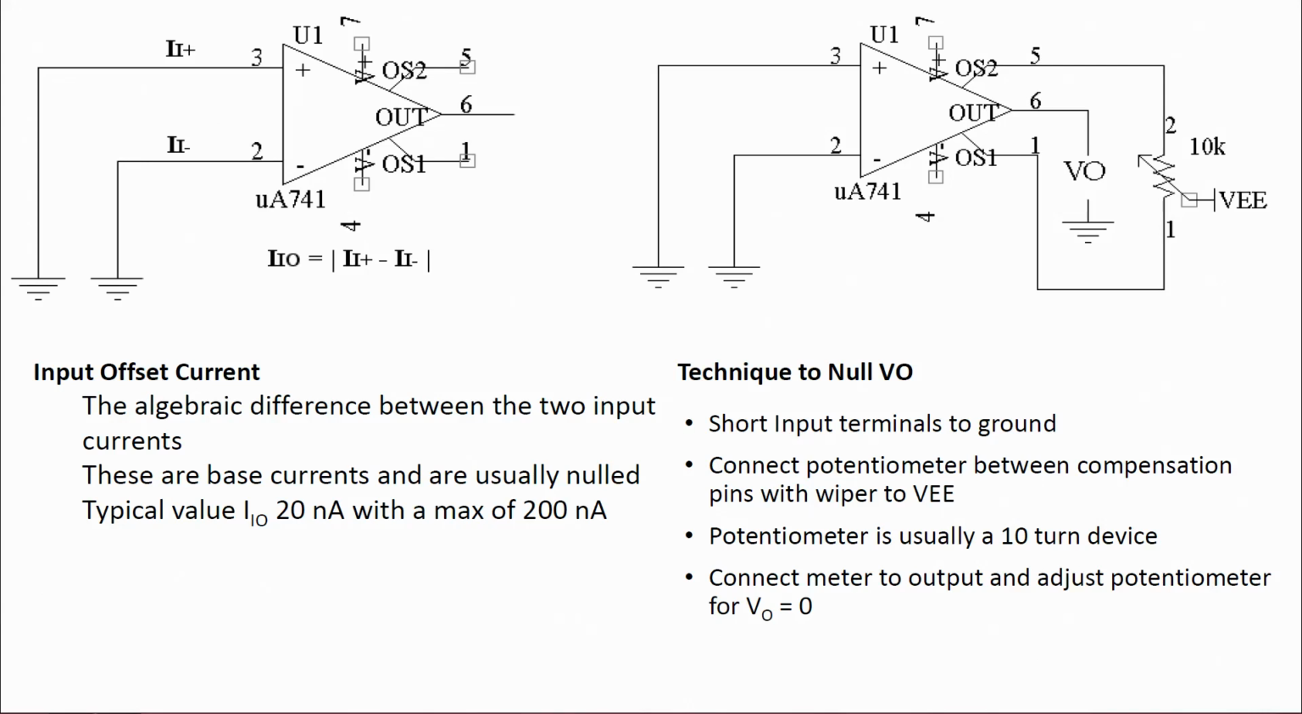So, with the help of the potentiometer we can adjust the output voltage VO to be 0, right. So, we turn the potentiometer such that we apply a small amount of voltage, which is called offset voltage, to make our output voltage 0 or to nullify the output voltage.